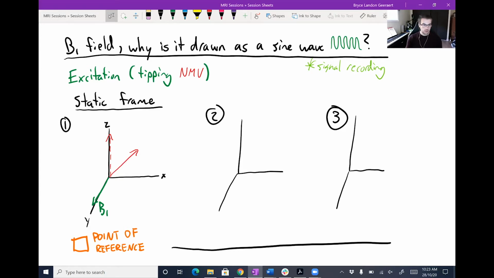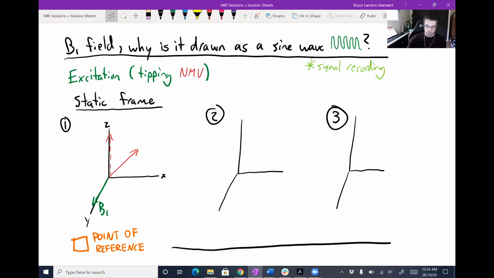Kind of a quick review. Hopefully this is all ringing a bell for you guys. If not, just interrupt me or put a question, and then we can talk about that in more detail. But in order to actually tip the NMV effectively, we need the B1 field to precess at the same rate that our NMV precesses.